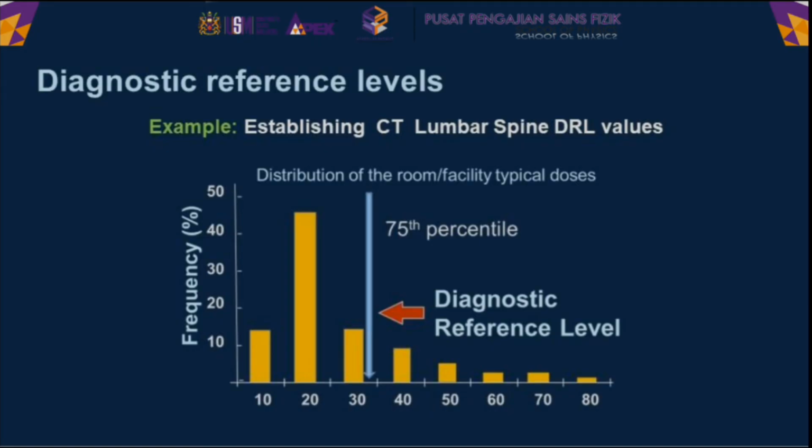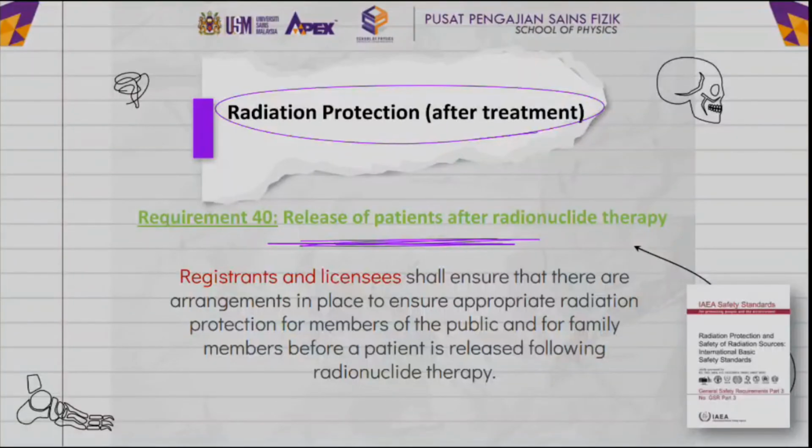This is the example of diagnostic reference levels. Now, we talk about the radiation protection after the treatment. Requirement for the release of patients after radionuclide therapy. So, registrants and licensees shall ensure that there are arrangements in place to ensure appropriate radiation protection for members of the public and for family members before a patient is released following radionuclide therapy. What is meant by the arrangement in place is such as a control room or protected area where the patient is quarantined before release, to wait for the radiation to become low.